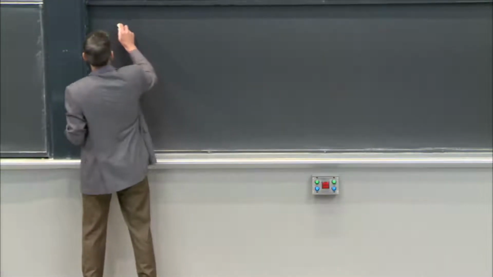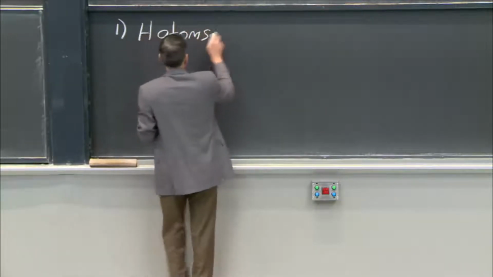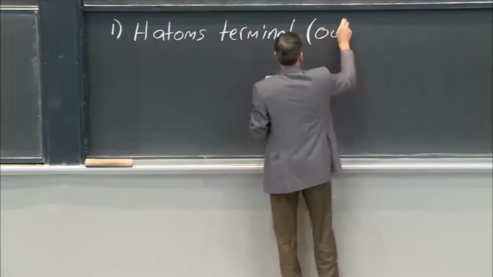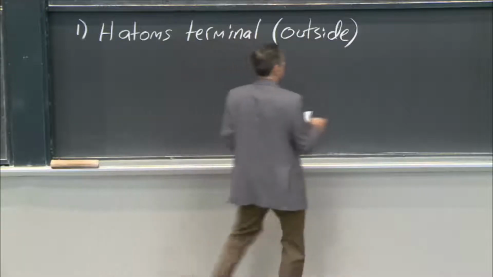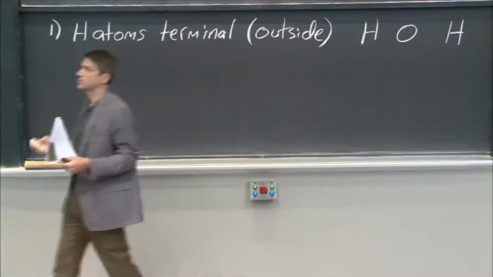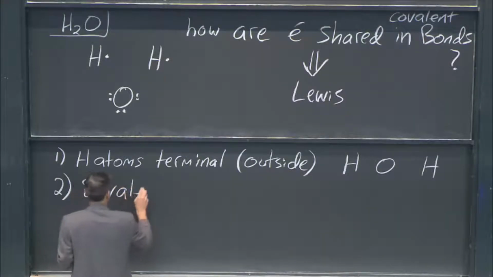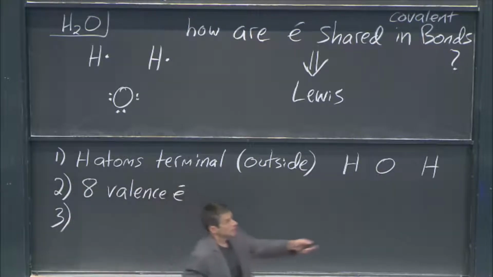For water, step 1, the H atoms are going to be terminal. That means that they're on the outside. They're also called terminal. And so the arrangement should be something like H, O, and H. That's going to be my arrangement. Step 2, determine the total number of valence electrons. I can do that. I've got 2, then 1, 2, 3, so I've got 8 valence electrons.